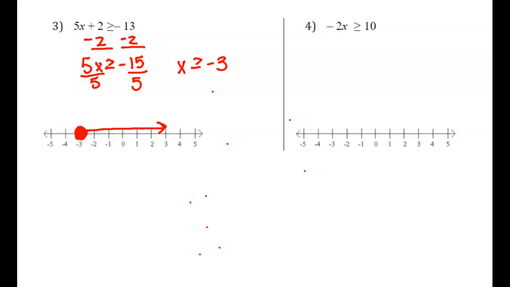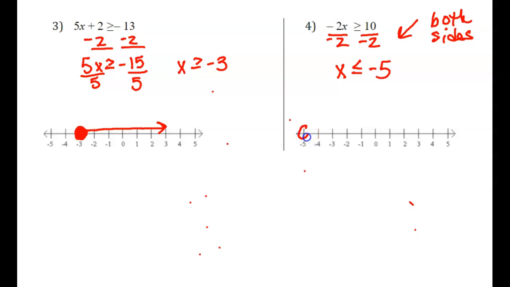All right. Now number 4, watch what happens. We're going to solve for x, so we're going to divide both sides by -2. Notice both sides, okay, both sides, negative. Okay, that means we need to flip the sign. X then, instead of being greater than or equal to -5, it's going to be less than or equal to -5. Okay, so we go to -5. We color in our circle because it's less than or equal to, and our arrow is going to go to the left, even though we go off the number line. That's fine.